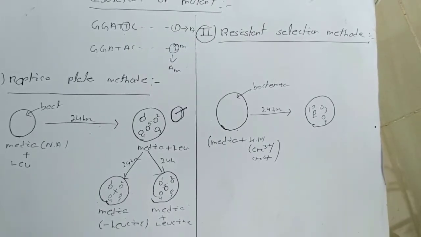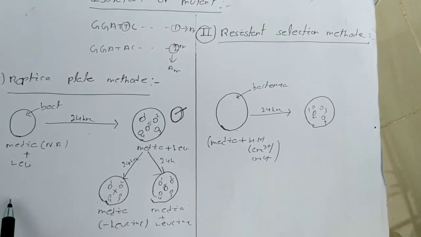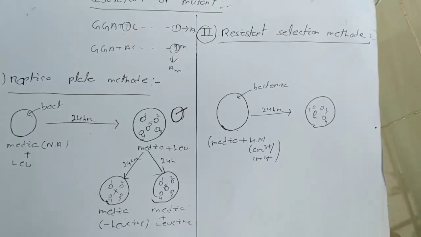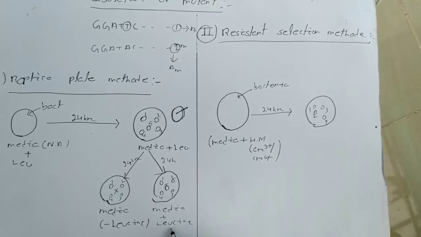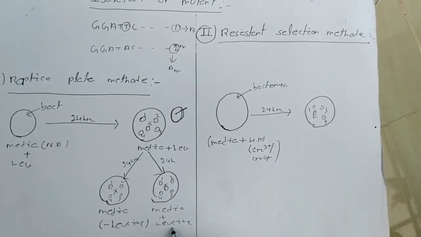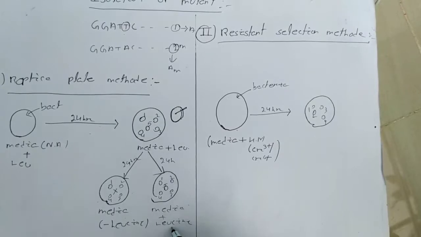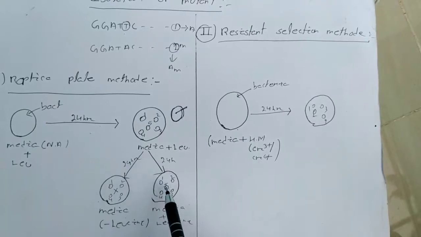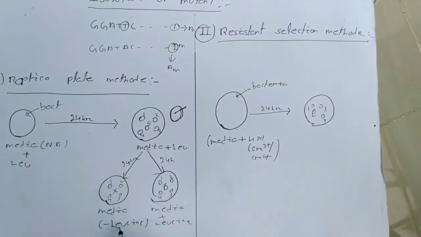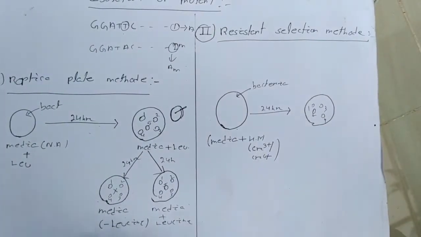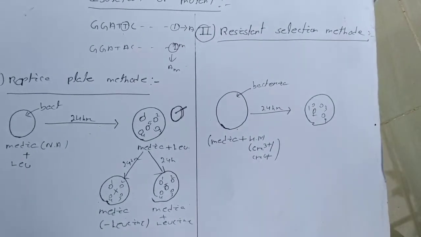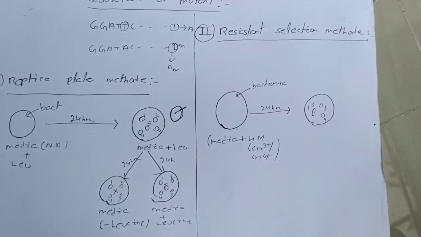So what happened? The leucine auxotroph can only grow in the presence of leucine, so without leucine they cannot grow. Here, in the presence of leucine, we will find the exact copy of this. We have 1 2 3 4 5, and here it is also 1 2 3 4 5. But in case of absence of leucine, there may be variation if there is presence of leucine auxotroph bacteria.